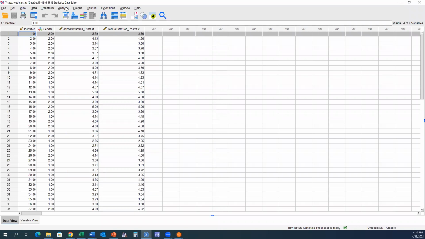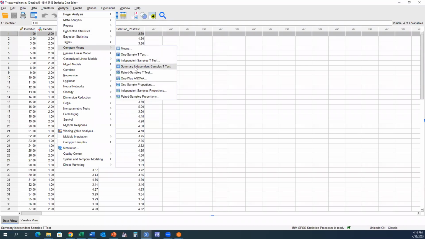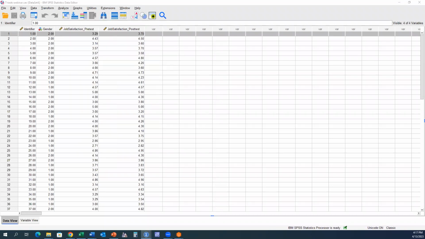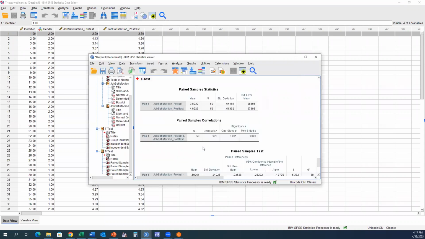Okay, to do the paired sample t-test, we will go to Analyze, and then Compare Means, and then Paired Sample t-test. And that brings up this box here. Then we just put in our pre and post into this right box and click OK.